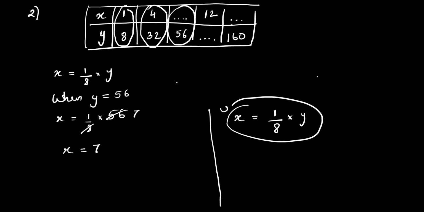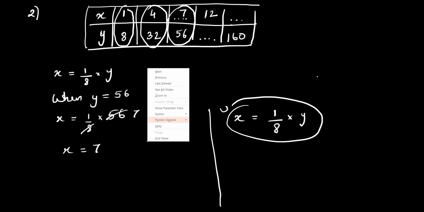And if we get X is equal to 7, can I write that 7 over here now? So we are supposed to complete the table. So right now we didn't know the value of X when Y is 56, but now we know it is 7. Okay. Now let me take someone's help for the next part. Raise your hands, everyone, whoever wants to answer. Same sum.